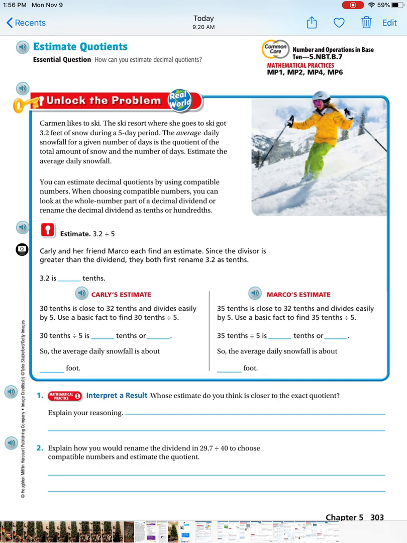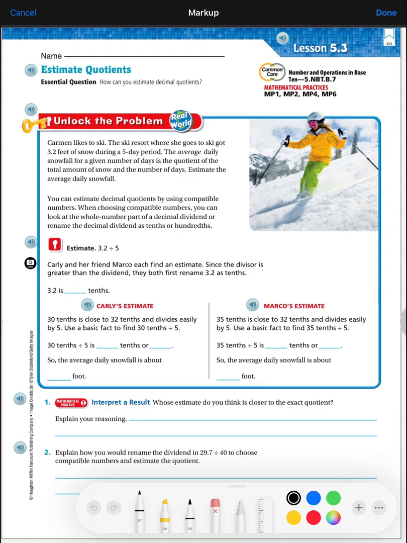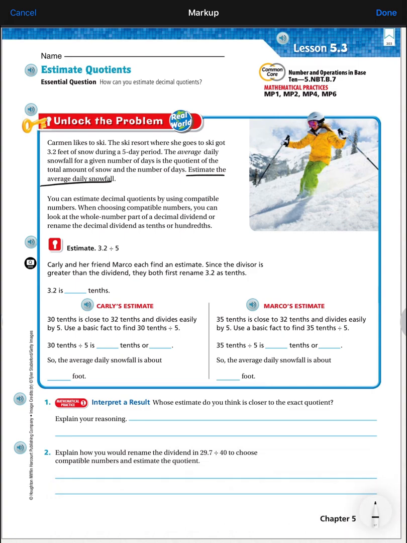So today what we're going to be doing is we are actually going to be estimating. So right here it says to estimate the average daily snowfall. Okay, so you can estimate decimal quotients by using compatible numbers. And I want you to underline those words, compatible numbers. Okay, this is going to help you tremendously when it comes to division. When choosing compatible numbers, you can look at the whole number part of a decimal dividend or rename the decimal dividend as tenths or hundredths. We're going to talk about this, okay? So we are taking 3.2 and dividing it by 5, but we're coming up with an estimate.